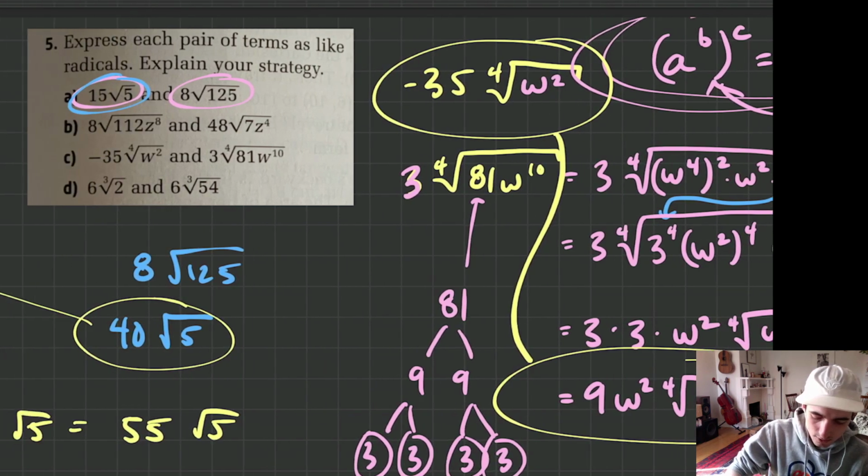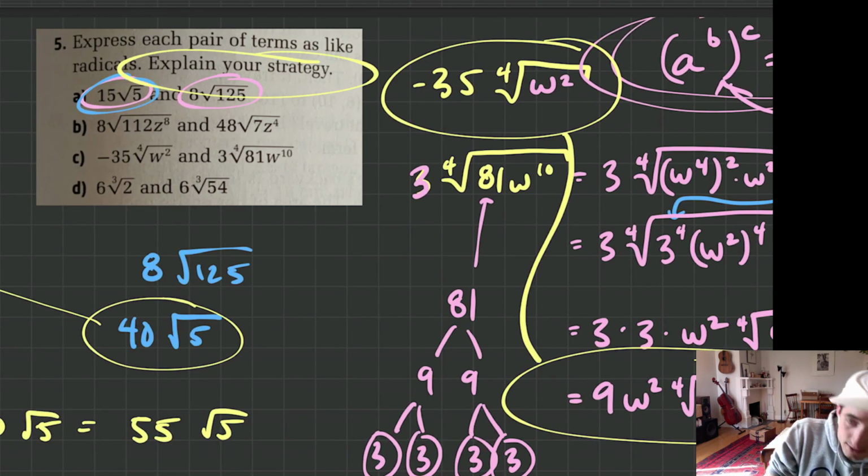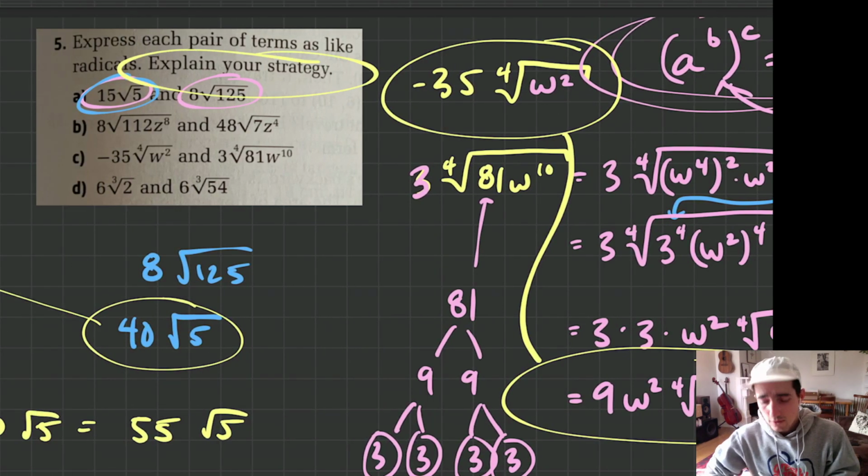So if we want to talk about strategy here, because it does ask us to explain our strategy, our strategy here was just to write both of our expressions in simplest terms. So we simplified our radicals. So in other words, we were writing them as a mixed radical.